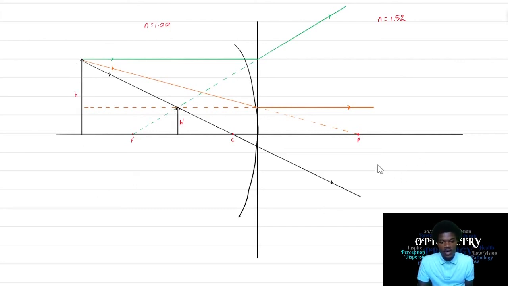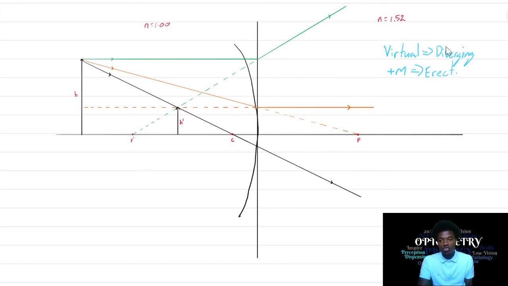In this case, once the system is divergent, we call it a virtual image because it's a divergent system. Also, if our magnification is positive, then we know, after calculations, that the image will be erect or upright.